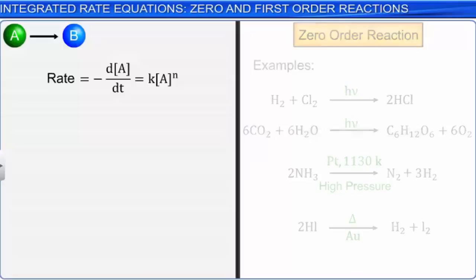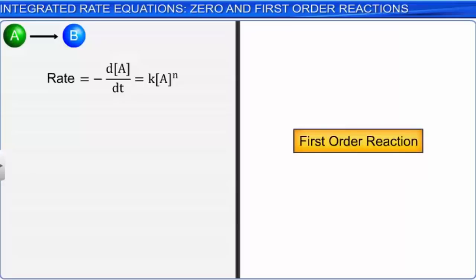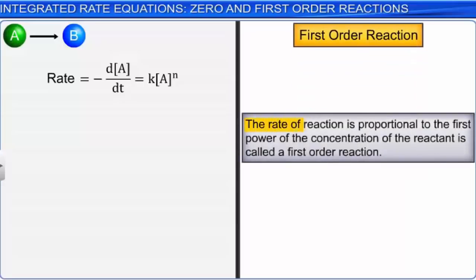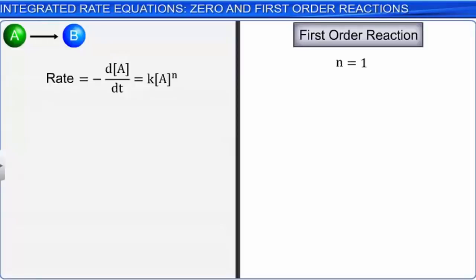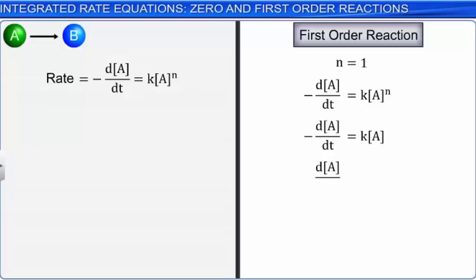Let us now consider a first-order reaction. The reaction in which the rate of reaction is proportional to the first power of the concentration of the reactant is called a first-order reaction. Hence, in a first-order reaction, n is equal to 1. Substituting n is equal to 1 in the differential rate equation, we get -d[A]/dt is equal to k multiplied by concentration of A, or d[A]/[A] is equal to -k dt.